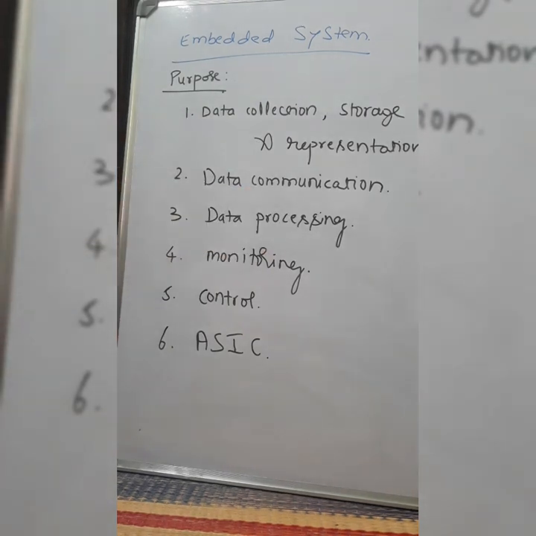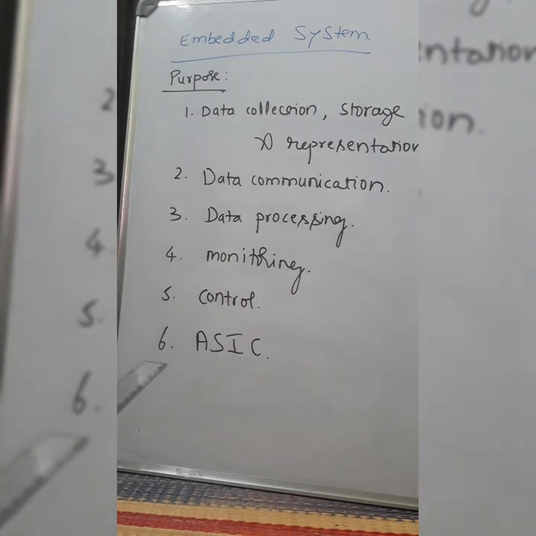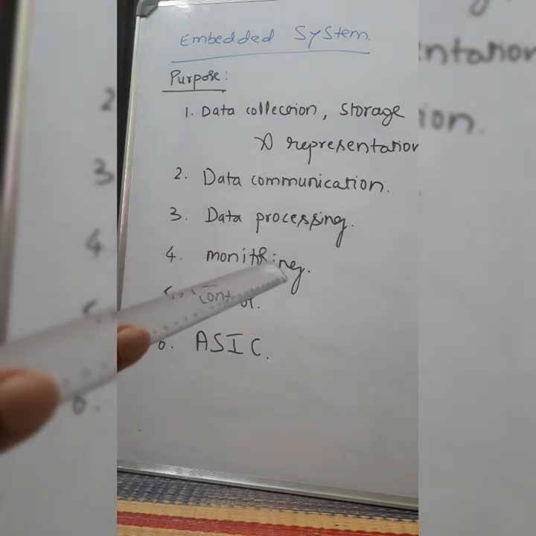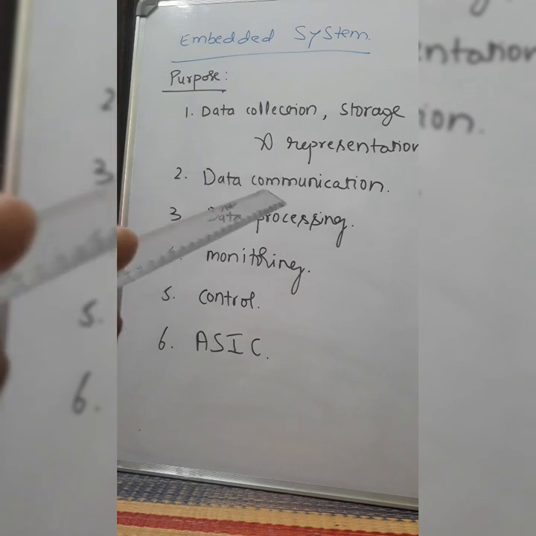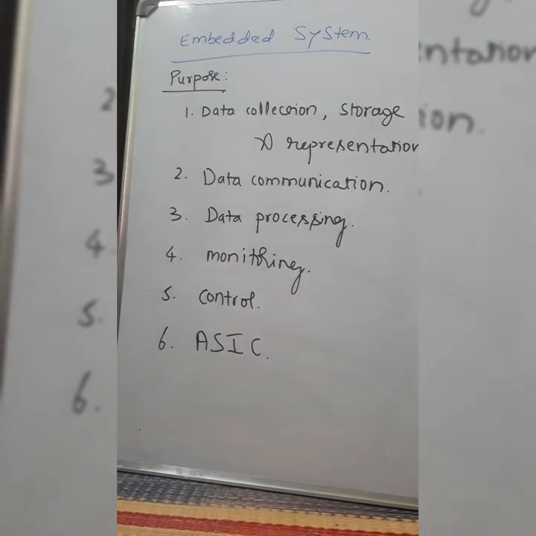Data communication. The purpose of embedded system can be data communication, like wireless communication such as Wi-Fi, Bluetooth, Zigbee, etc. and wired communication such as TCP/IP protocol kind and all. Then data processing. Data has to be processed in the sense it should be received and maybe coding required, maybe modulation required while sending and all. So data processing is also a purpose of embedded system.